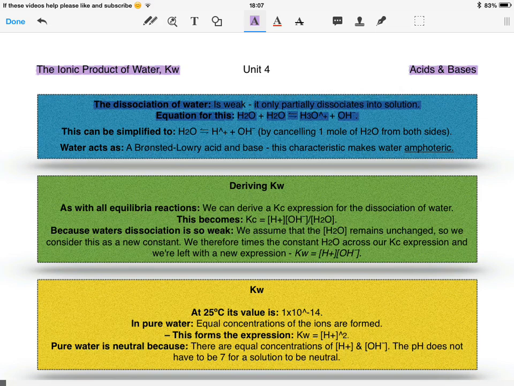This equation can be simplified: H2O dissociates into H+ and OH-, and this is done by basically just cancelling 1 mole of water from both sides. From this we can see that water acts as a Bronsted-Lowry acid and base, and this characteristic makes water amphoteric. Just so you can clearly see this, here water has gained a proton to form H3O+, and here water has lost a proton to form OH-.